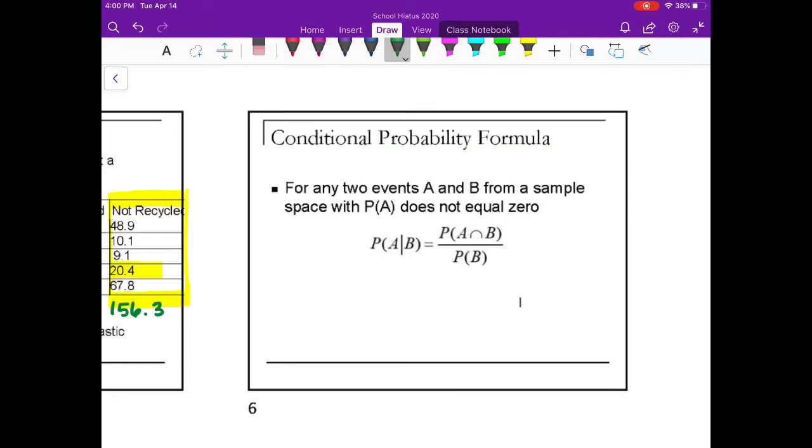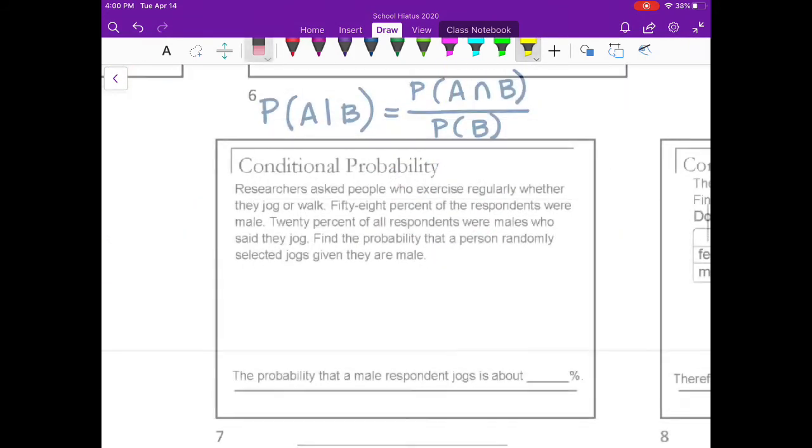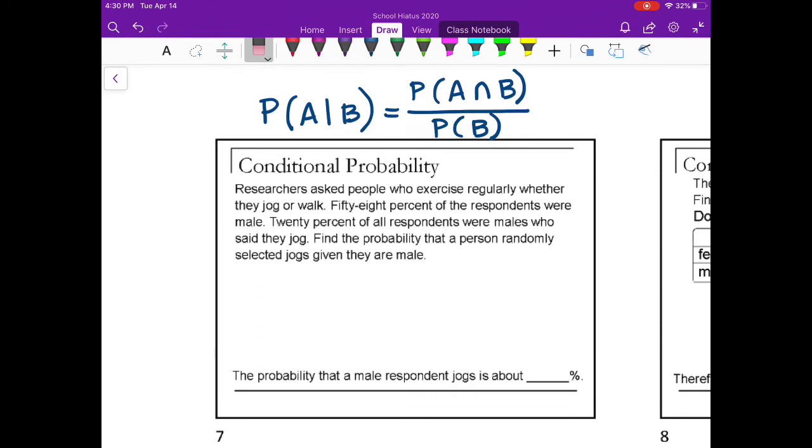We have a conditional probability formula for any two events A and B from a sample space where probability of A does not equal 0. It's the probability of A given B equals the probability of A intersect B over the probability of B. And notice that our denominator comes from the condition part of the statement. Let's try an example using our formula. So first thing I would like to do is identify the given statement, and that establishes the denominator of our probability, and then we'll find the intersection or the overlapping pieces of data.